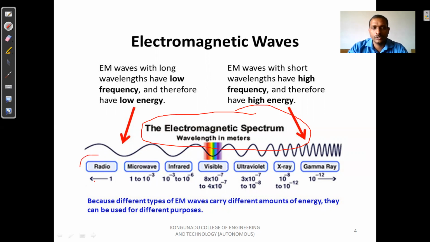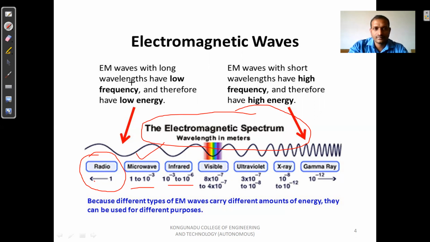First one is radio waves. Second one is microwaves. Third one is infrared waves. Fourth one is visible rays. Then ultraviolet rays, X-rays and gamma rays. Each and every spectrum waveform has some frequency range, which is mentioned here. Microwave means the frequency range 1 to 10 power minus 3. Infrared means 10 power minus 3 to 10 power minus 6. Similarly, each and every waveform has its own frequency range and bandwidth.